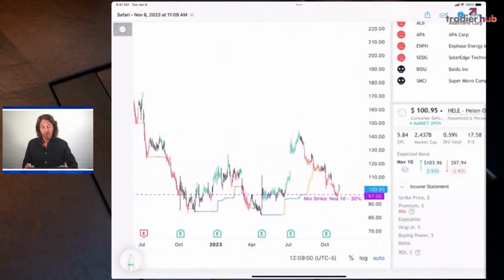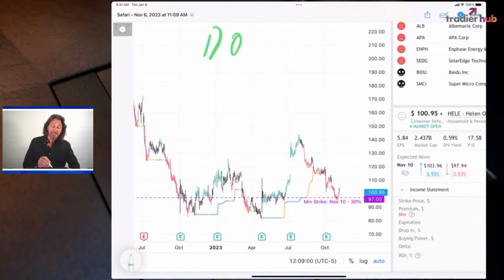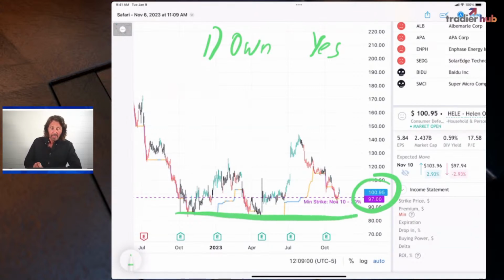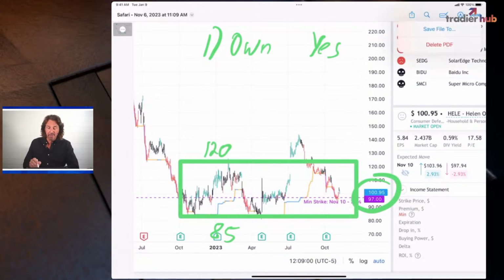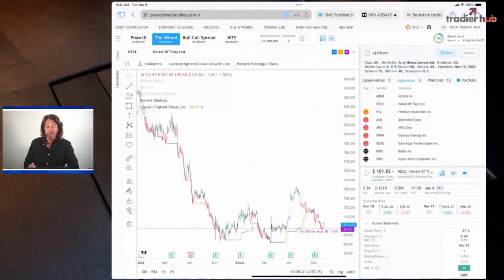So that's where you have to go back and say, okay, number one, is this a company that we want to own? And I say yes. Am I okay owning it at $97? For me, this strike price is a little bit too high, knowing that they have been trading in this range between 85-ish and 120. As you can see, 97 is in the lower third, but I like to be much closer to the bottom of the range. So this is why I would say this is not a company that I'm looking for.